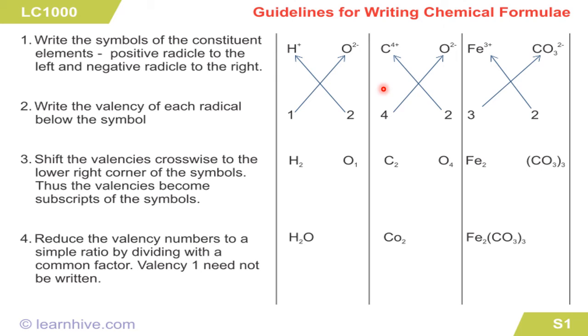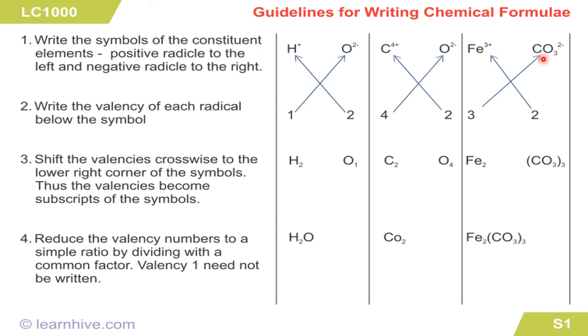In the same way, for carbon dioxide, the valency of carbon is 4 and the valency of oxygen is 2. The charge is minus in the case of oxygen and plus in the case of carbon, and plus is written on the left, minus on the right. In the case of iron carbonate, the iron charge is +3 and the carbonate comes under the polyatomic ion.